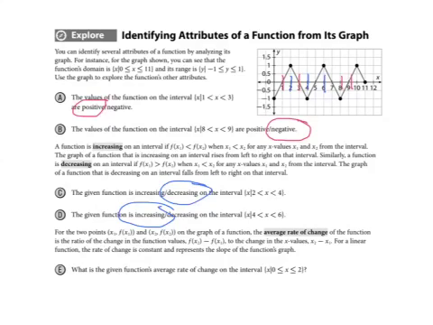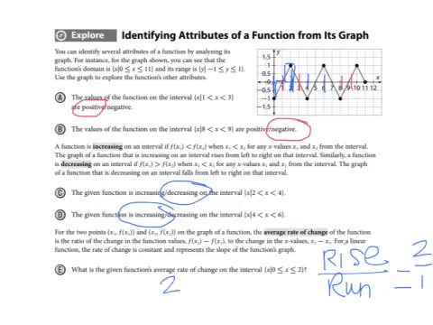Part E says, what is the given function's average rate of change on the interval from 0 to 2? So if we look from 0 to 2, it's asking what is the average rate of change. So we're going to do rise over run. From 0 to 2, we're going to be rising 1, 2, and running 1. So we're going to rise 2, run 1. So my rise is 2 over my run, 1. So my average rate of change here is going to be 2.